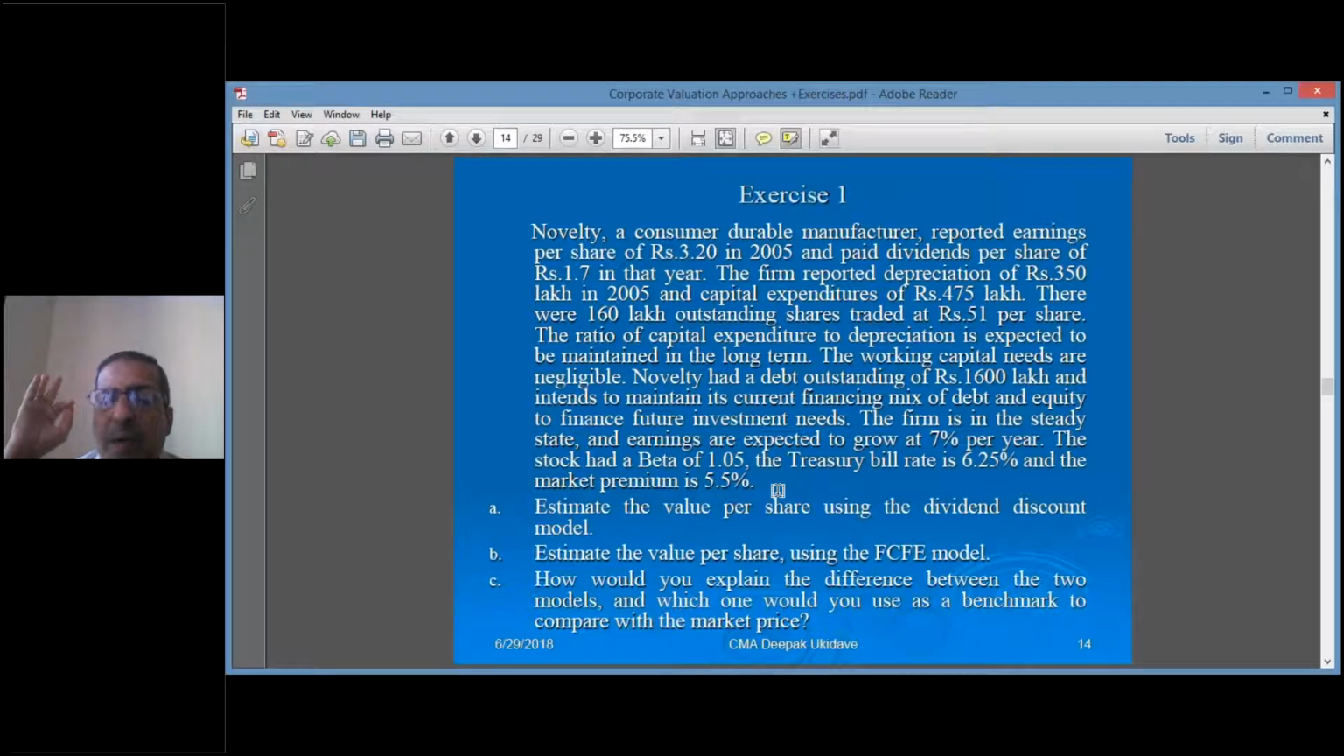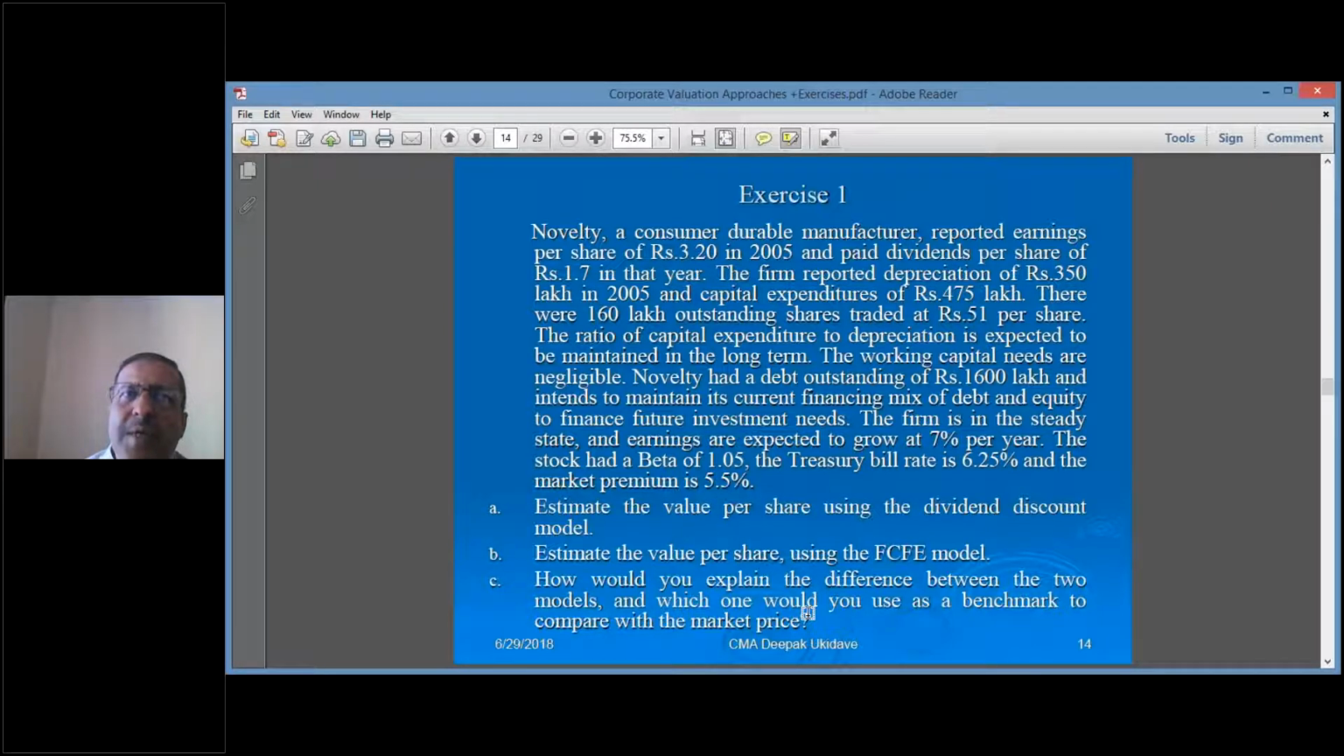What are the 3 things required to be done? Estimate the value per share using dividend discounting model. Question 1, dividend discounting model, that is D1 upon KE minus G. Question 2, estimate the value per share using FCFE model. And question 3, how would you explain the difference between the 2 models and which one would you use as a benchmark to compare with the market price?